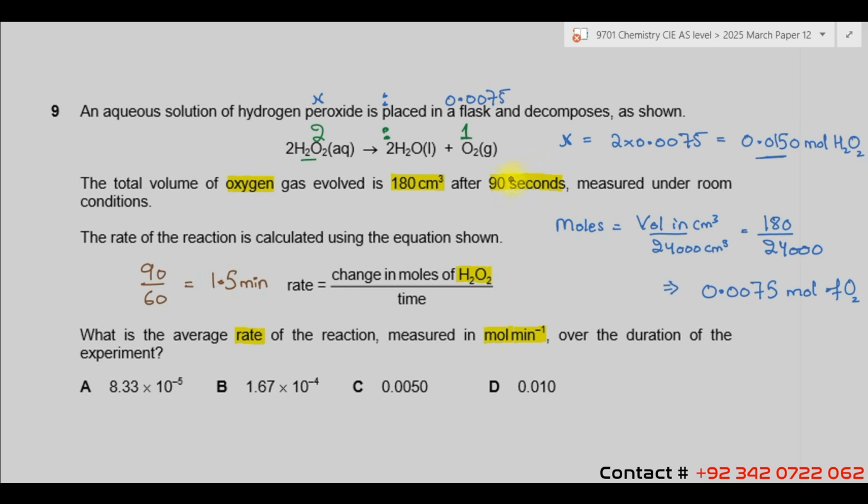Let's put these values in the equation. Moles of H2O2 is 0.0150. Time taken is 1.5 minutes. We can divide these two and the answer is 0.01 moles per minute. So the correct answer is D.